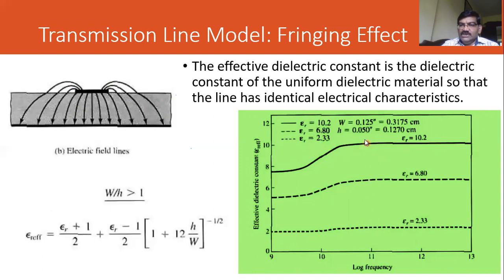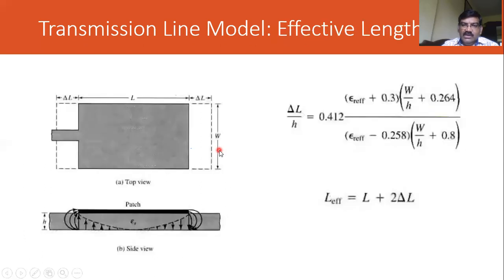And these observations are taken for this particular antenna, where the width is taken 0.125 inch, that is 0.3175 centimeter, and height is 0.127 centimeter. So this is what the impact. This we have to study, and this is called the fringing effect. Okay. So this is the one parameter. Now we will go for another.